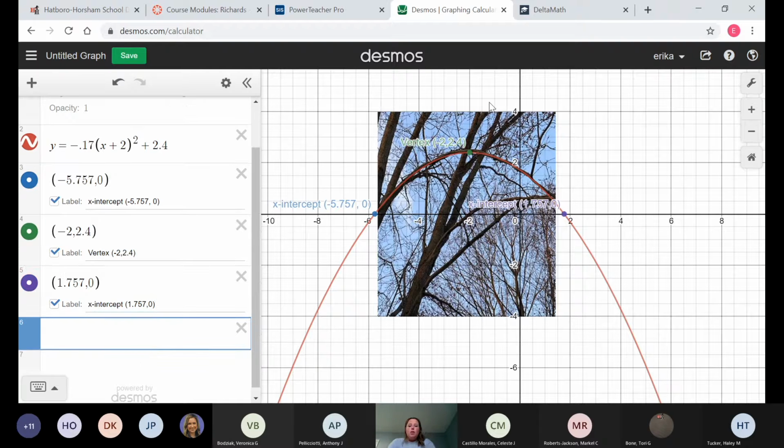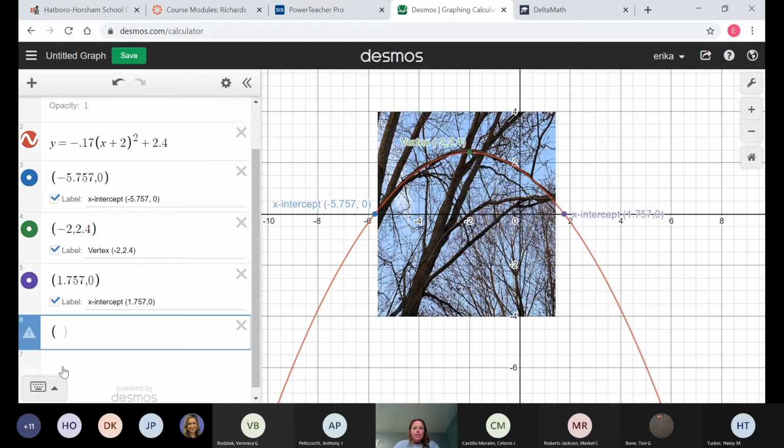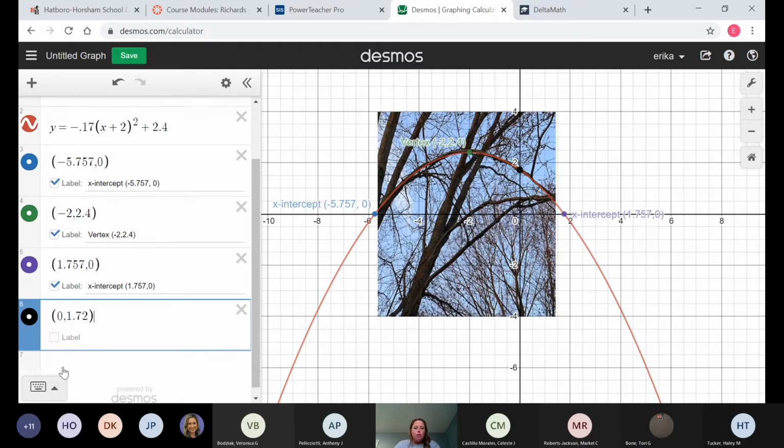And then lastly, the y-intercept also needs to be labeled, and that's 0, 1.72. Okay, the graph's going to give you everything. 0, 1.72.